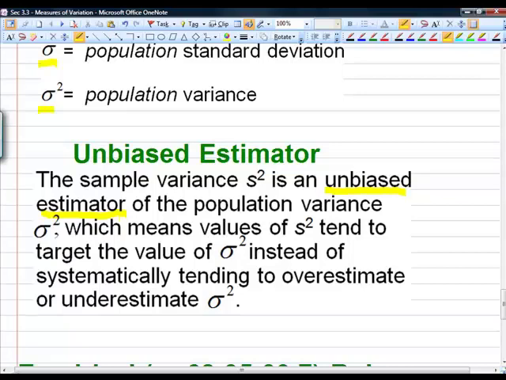Remember when we talked about self-selected surveys, that's not a good survey method because it can introduce what's called bias. Bias is what you have whenever you favor the outcome in one direction or the other, either an overestimate or an underestimate.